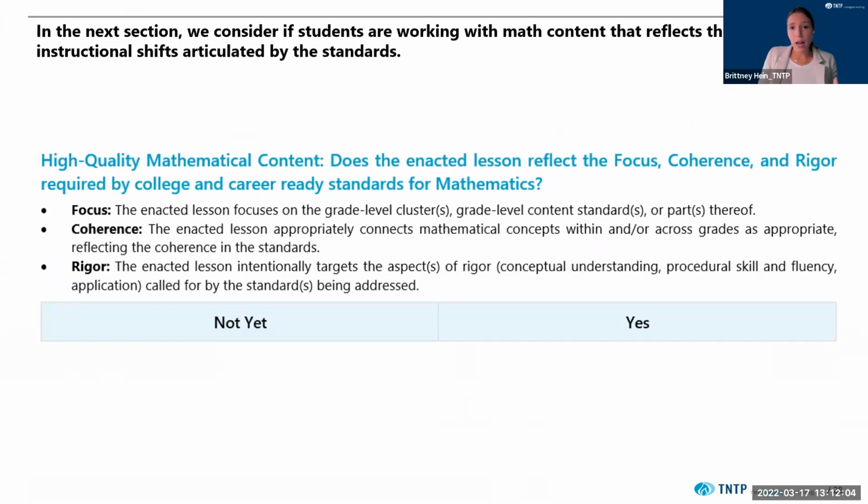For our next indicator, look at that fancy transition. Our next indicator is high quality mathematical content, which asks: does the enacted lesson reflect the focus, coherence, and rigor required by college and career ready standards for mathematics? That overall answer was a yes, and that was, again, normed across the group with our poll.